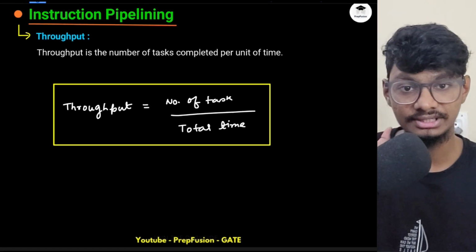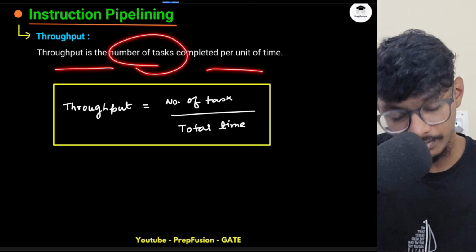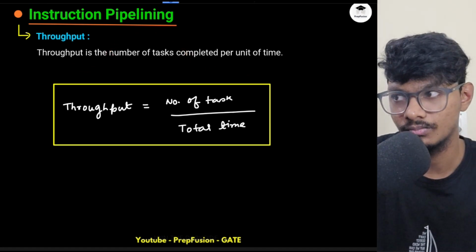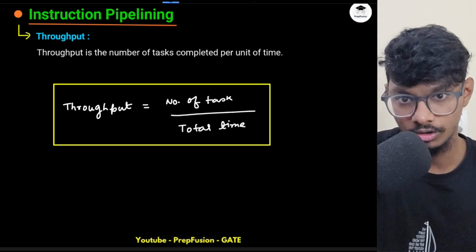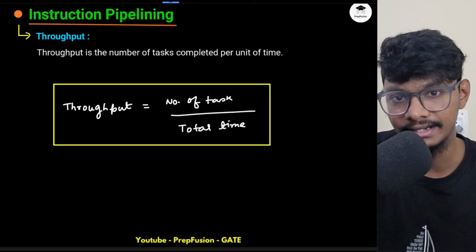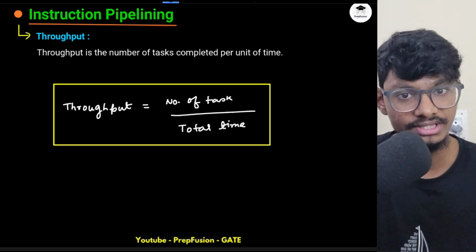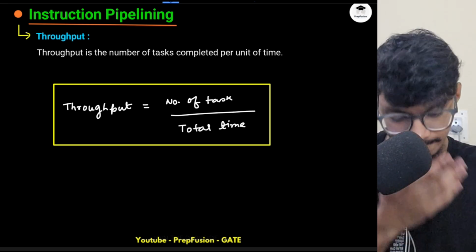So now we'll understand the definition of throughput. Throughput is the number of tasks completed per unit time. If you remember, previously I told you that many stages were sitting idle during sequential execution, serial execution, right?